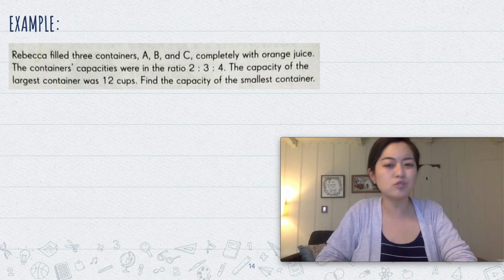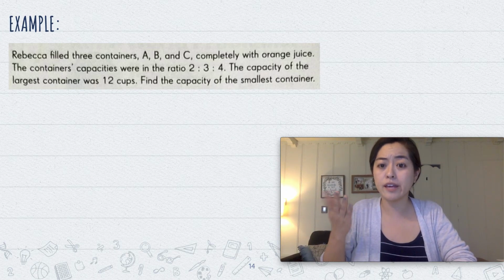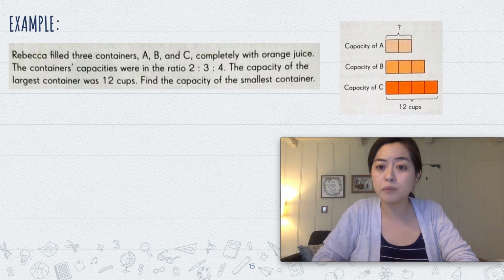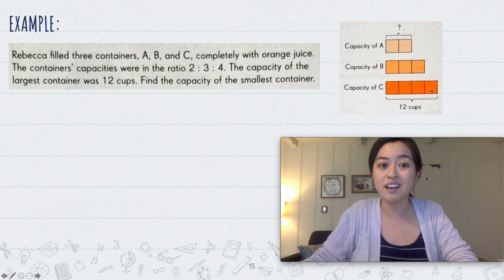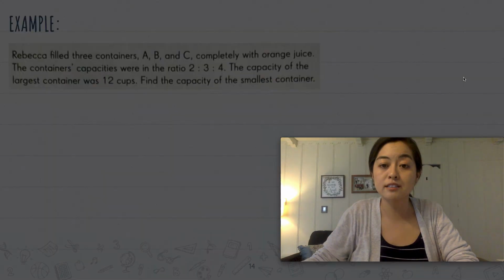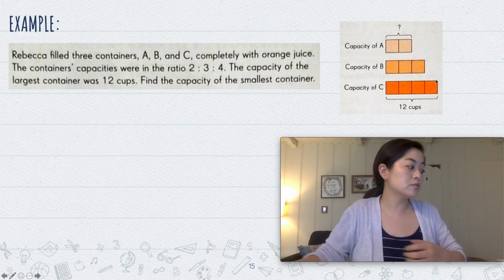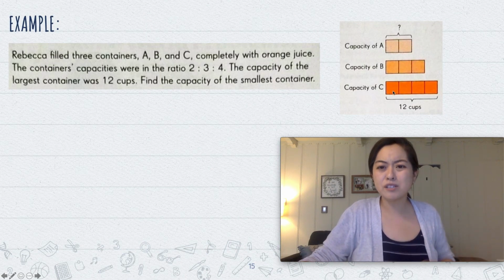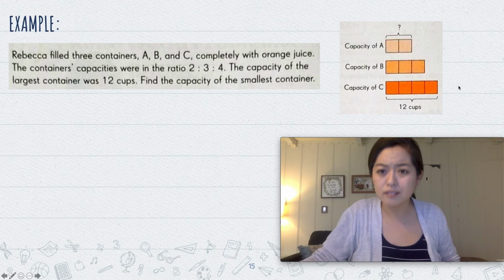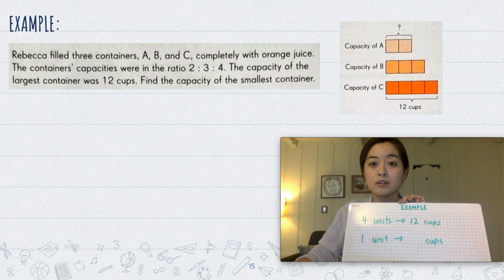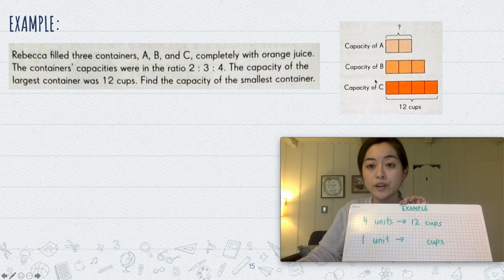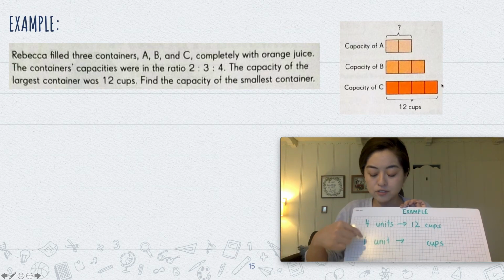So it would be helpful to draw a model of A, B, and C. This is what your model would look like. The capacity of the largest container here was C, and 12 cups were the total of C. We want to find the capacity of the smallest container. To do this, let's look at how much 1 unit is. I see that 4 units is 12 cups according to this bar model. But I want to just find 1 unit.